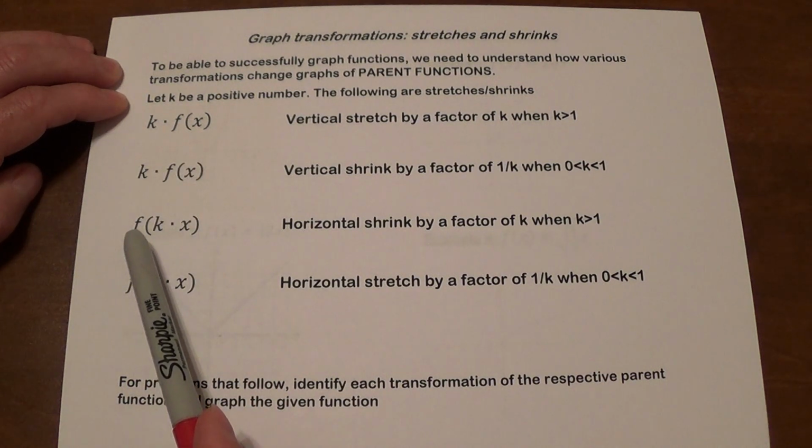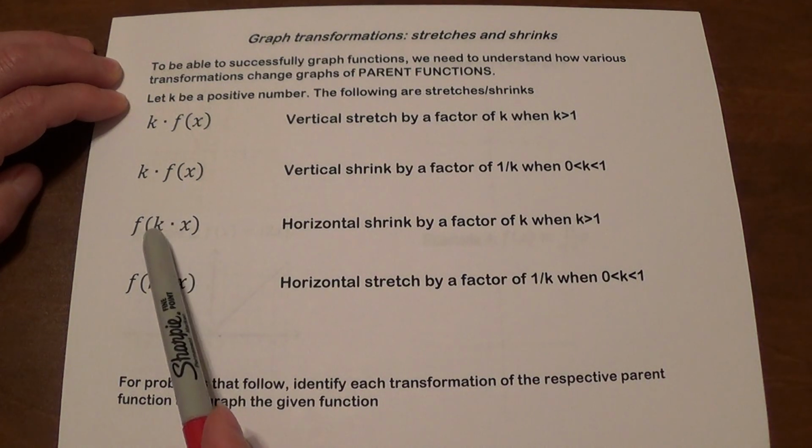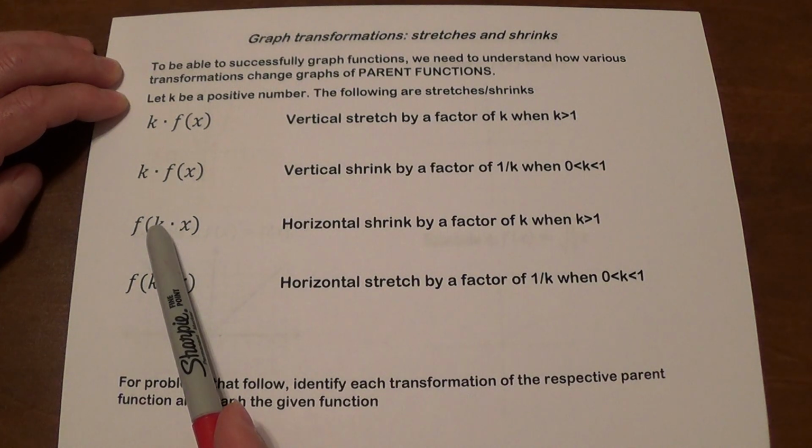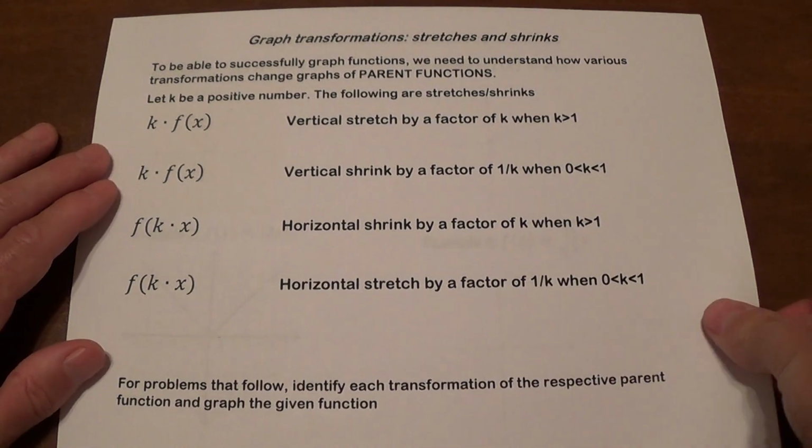For the horizontal ones, this is when you multiply the value of k inside. So if you multiply by a number that's greater than 1, then the graph is going to shrink by that factor. So if this was 2x, then it's going to shrink by a factor of 2 horizontally. And if the number is less than 1, still positive though, that's going to stretch horizontally by a factor that's going to be the reciprocal. Let's see how this works.